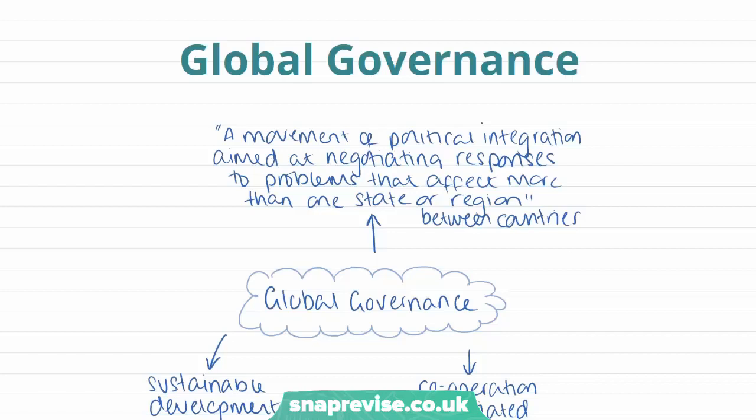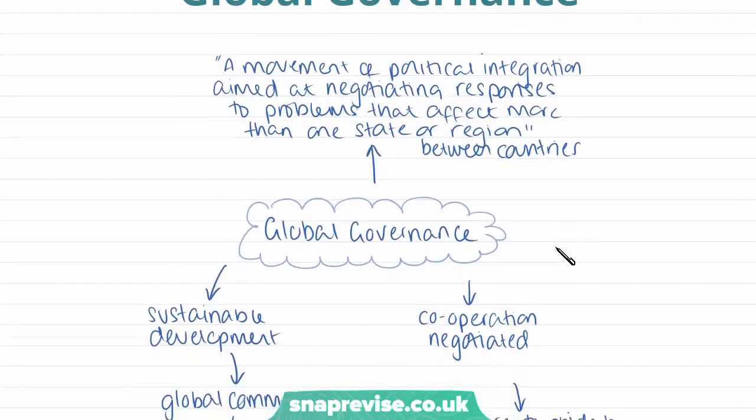To start, we're going to be looking at global governance and defining what global governance is. So global governance can be defined as a movement of political integration aimed at negotiating responses to problems that affect more than one state or region. So it's essentially between countries.